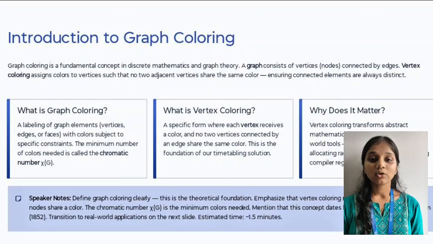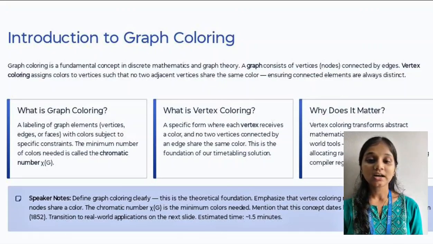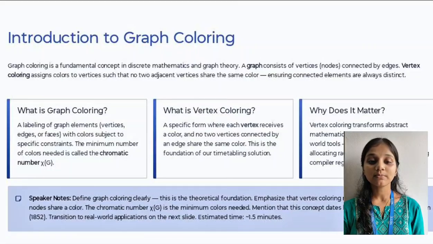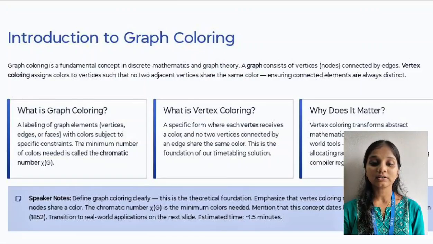Graph coloring is a concept in graph theory where colors are assigned to vertices so that no two connected vertices have the same color. In our project, each color represents an exam slot. If two subjects have common students, they are connected and must have different colors. This ensures that students do not have overlapping exams.